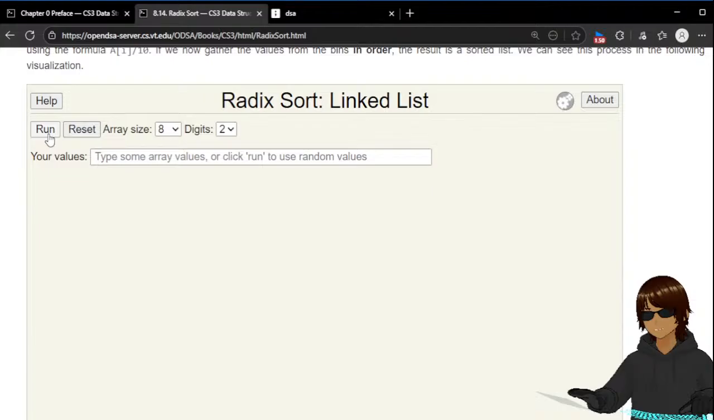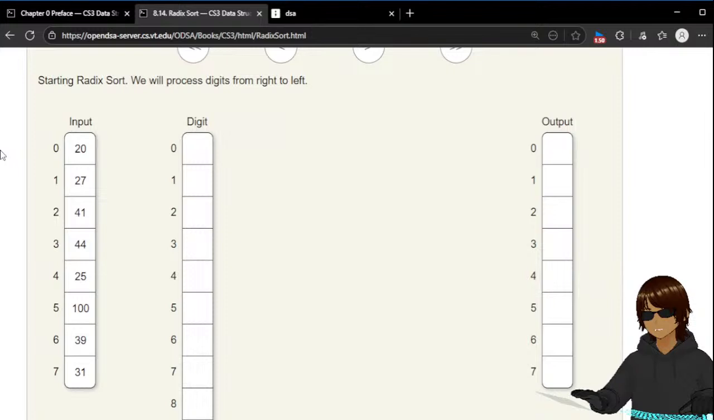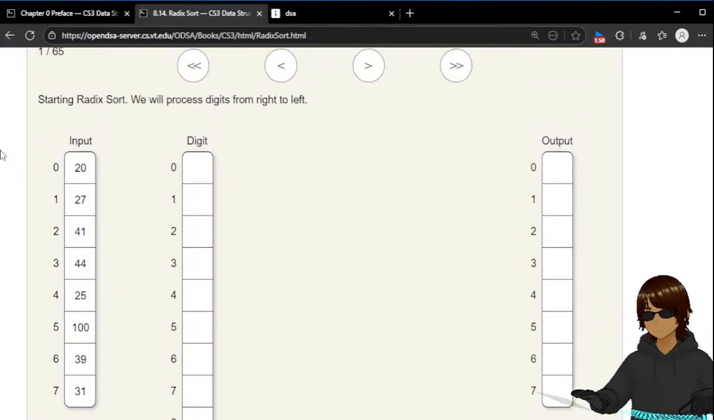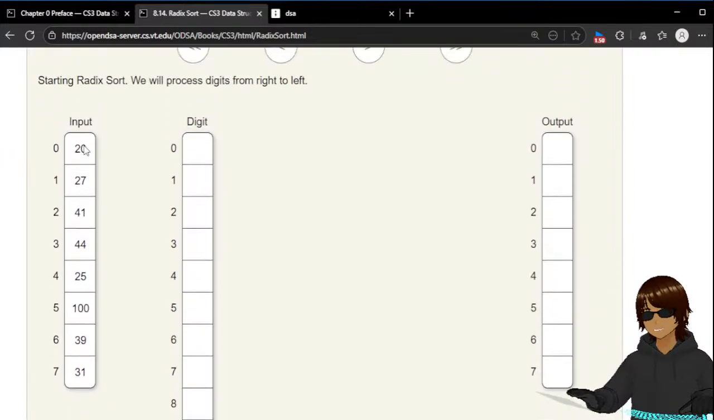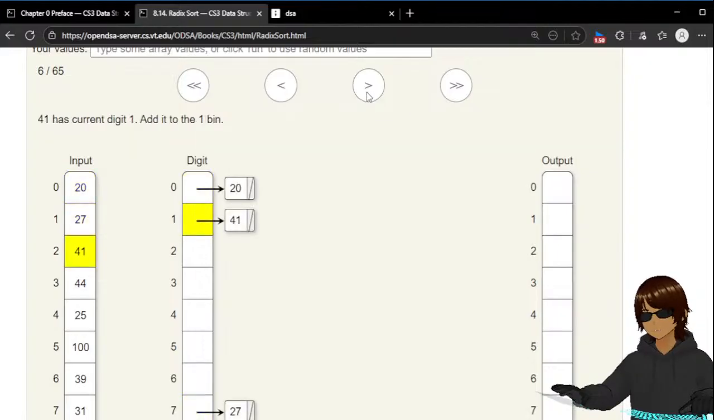They run array size 8, digits 2. So 0, 7, 1, 4, 5, 0, 9, 1. So 0 goes into 0, 7 goes into 7, 1 goes to 1, 4 goes to 4. Also, it's a linked list. Keep going.